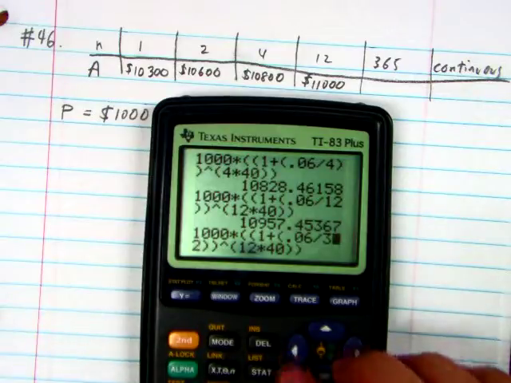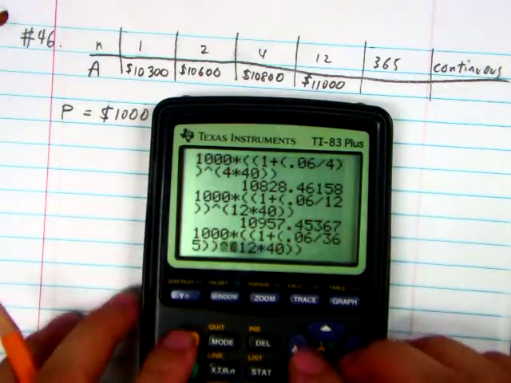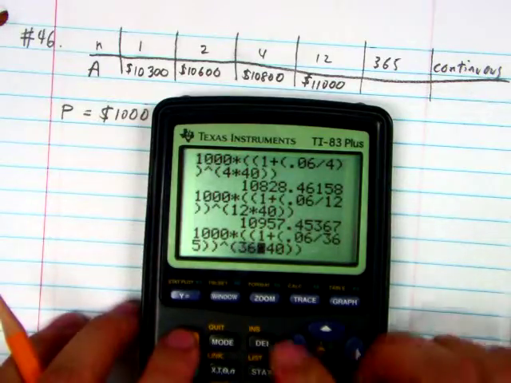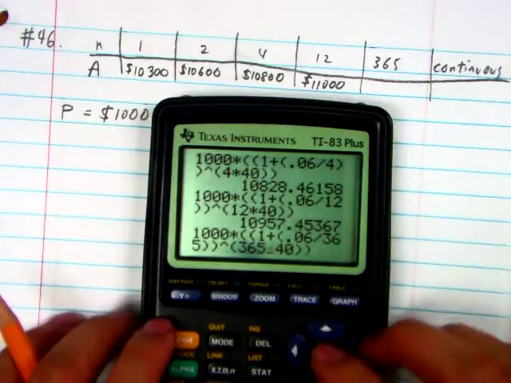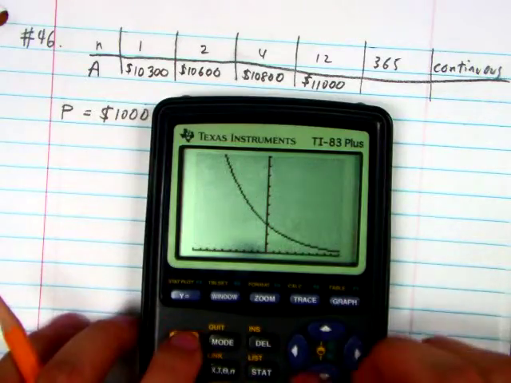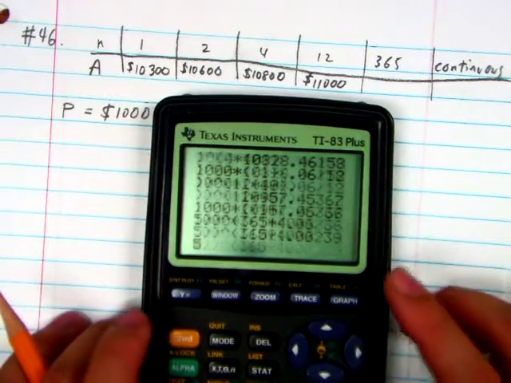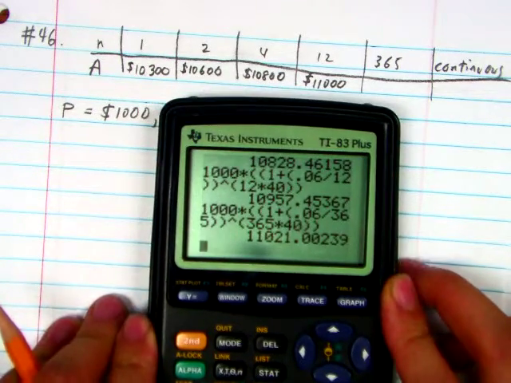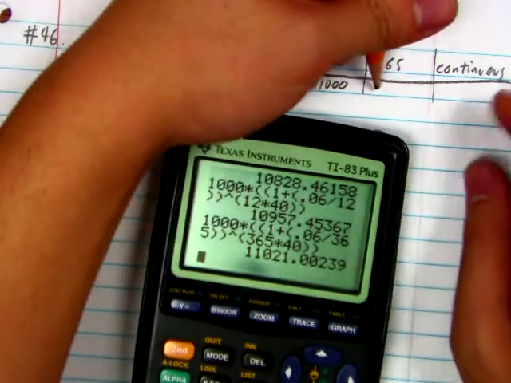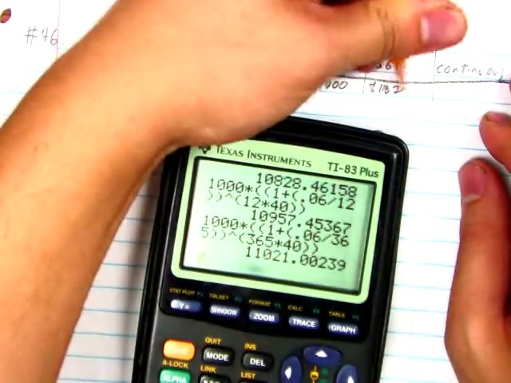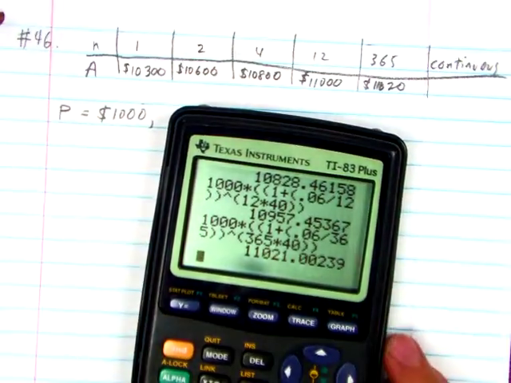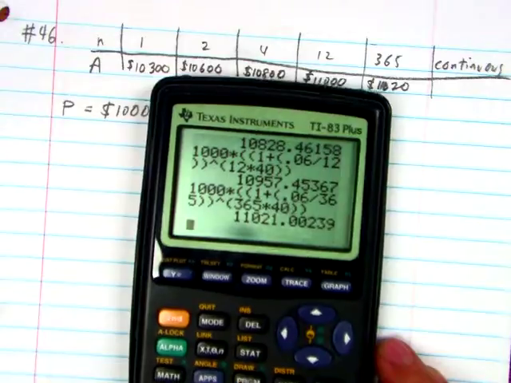Okay, so now let's do it daily. So that would be now 365. So 365, 36, insert a 5. Whoops, why did I do that? There. Okay, 11,020 bucks, not bad.